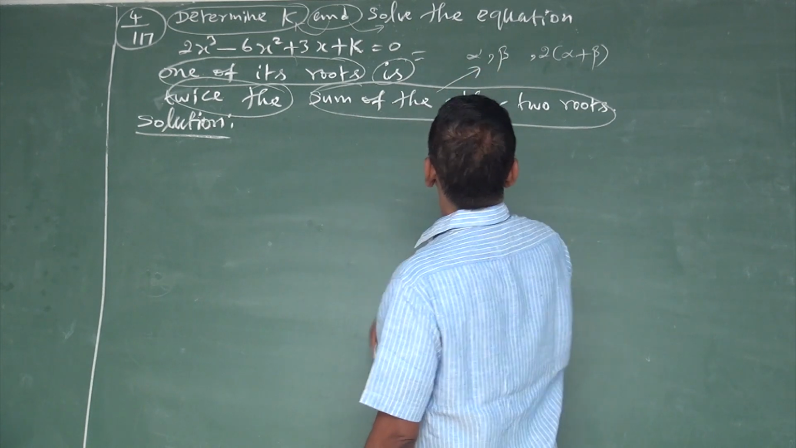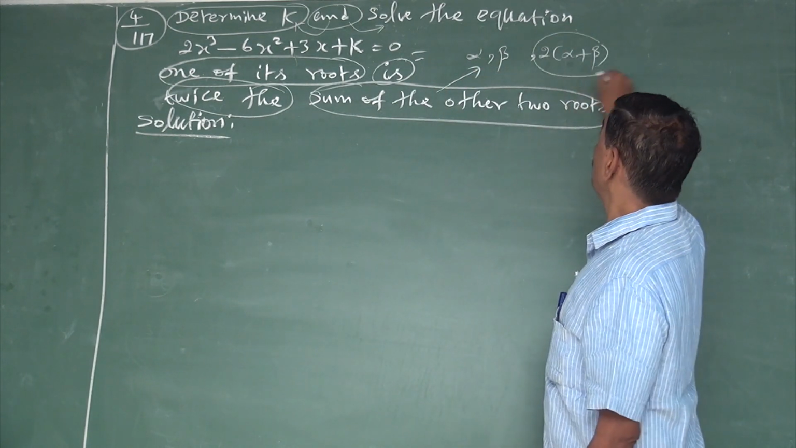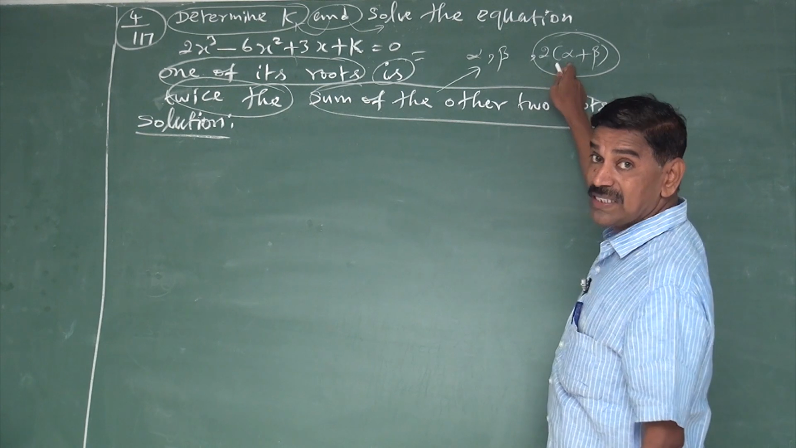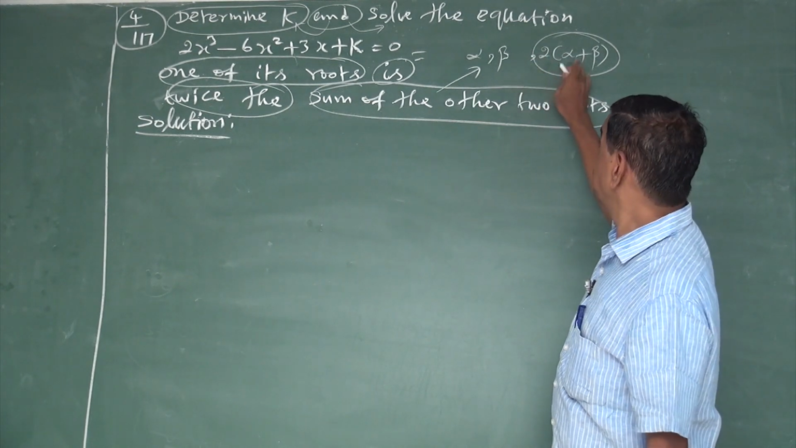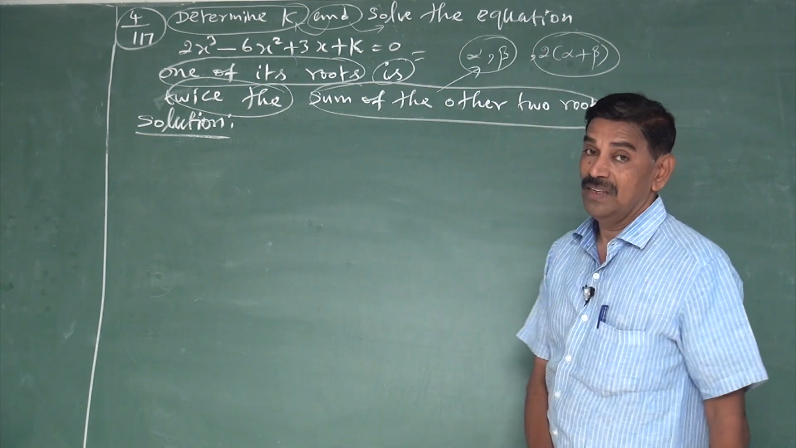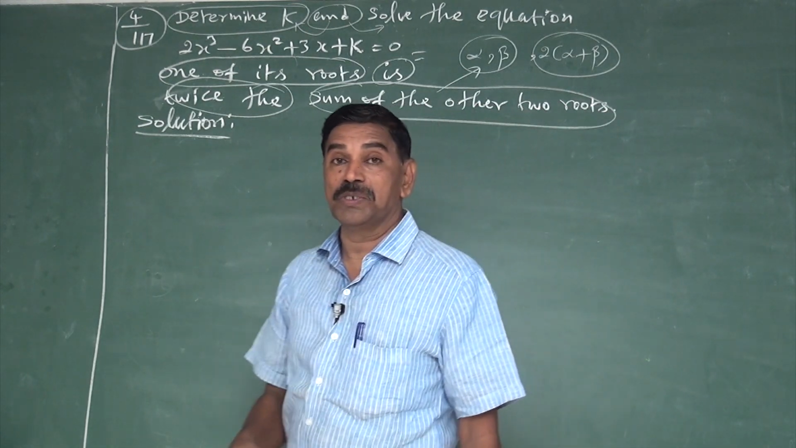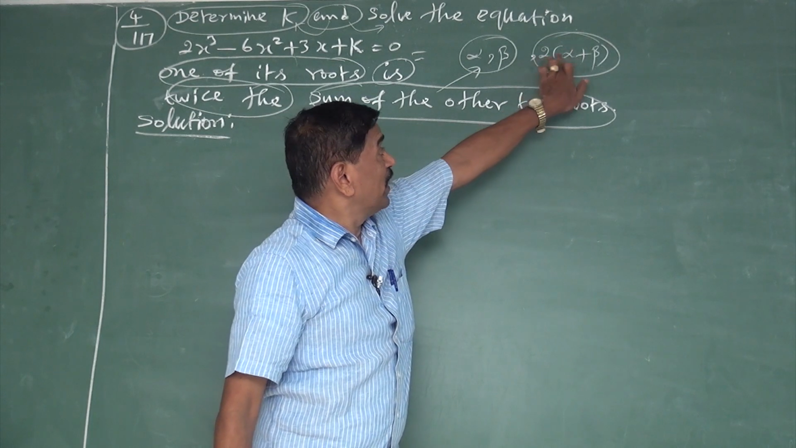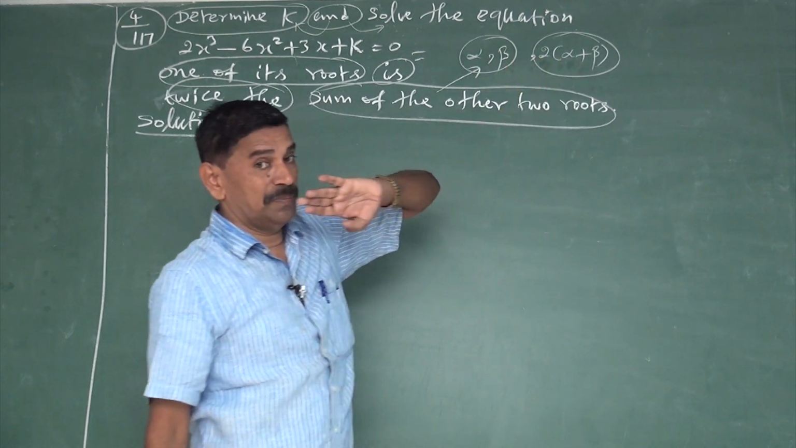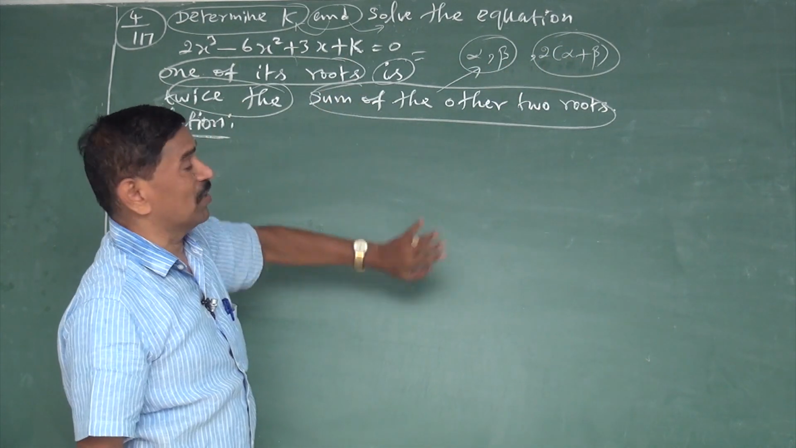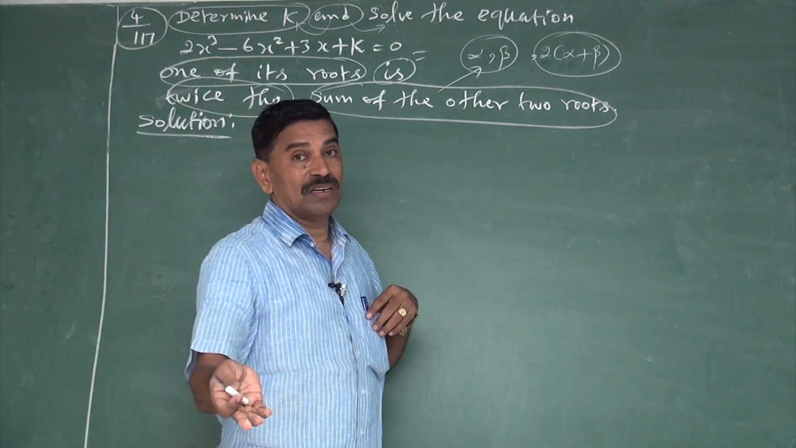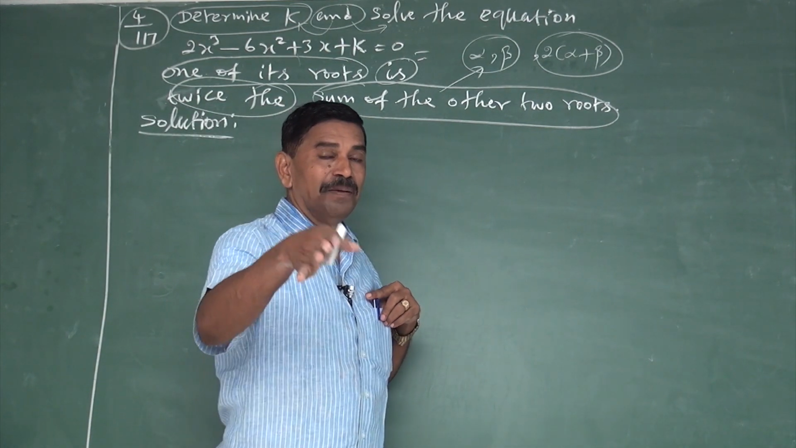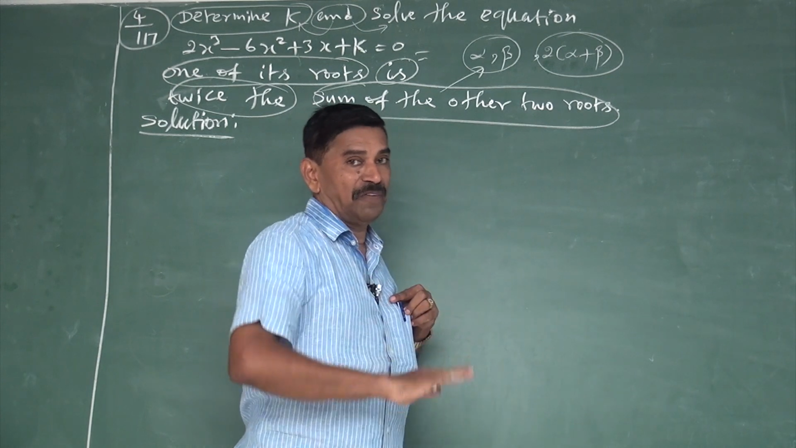The technique is: one of the roots is twice the sum of the other 2 roots. So let the other 2 roots be alpha comma beta. Then one of the roots is twice the sum of the other 2 roots. Therefore, let the roots be alpha comma beta comma twice of alpha plus beta.